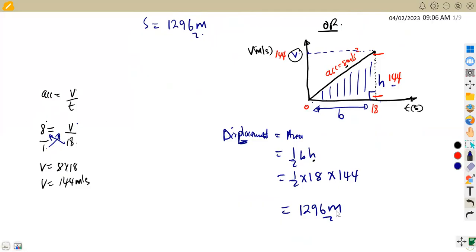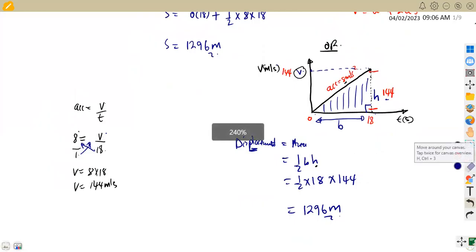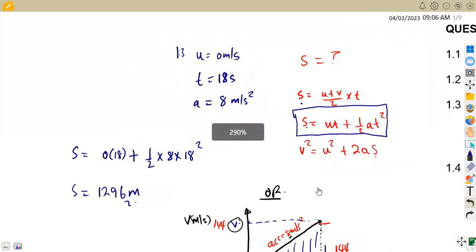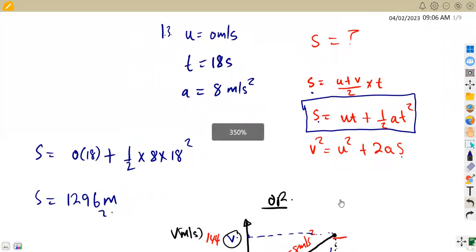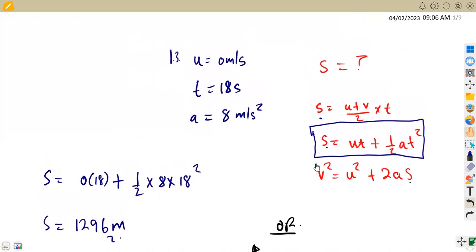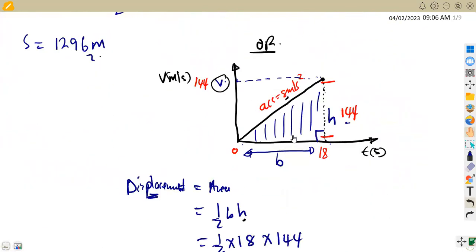As you can see, guys, we've got two options that you could have. You can use the formulas from linear motion to determine the value of S, or you can use the diagram, which is another way.